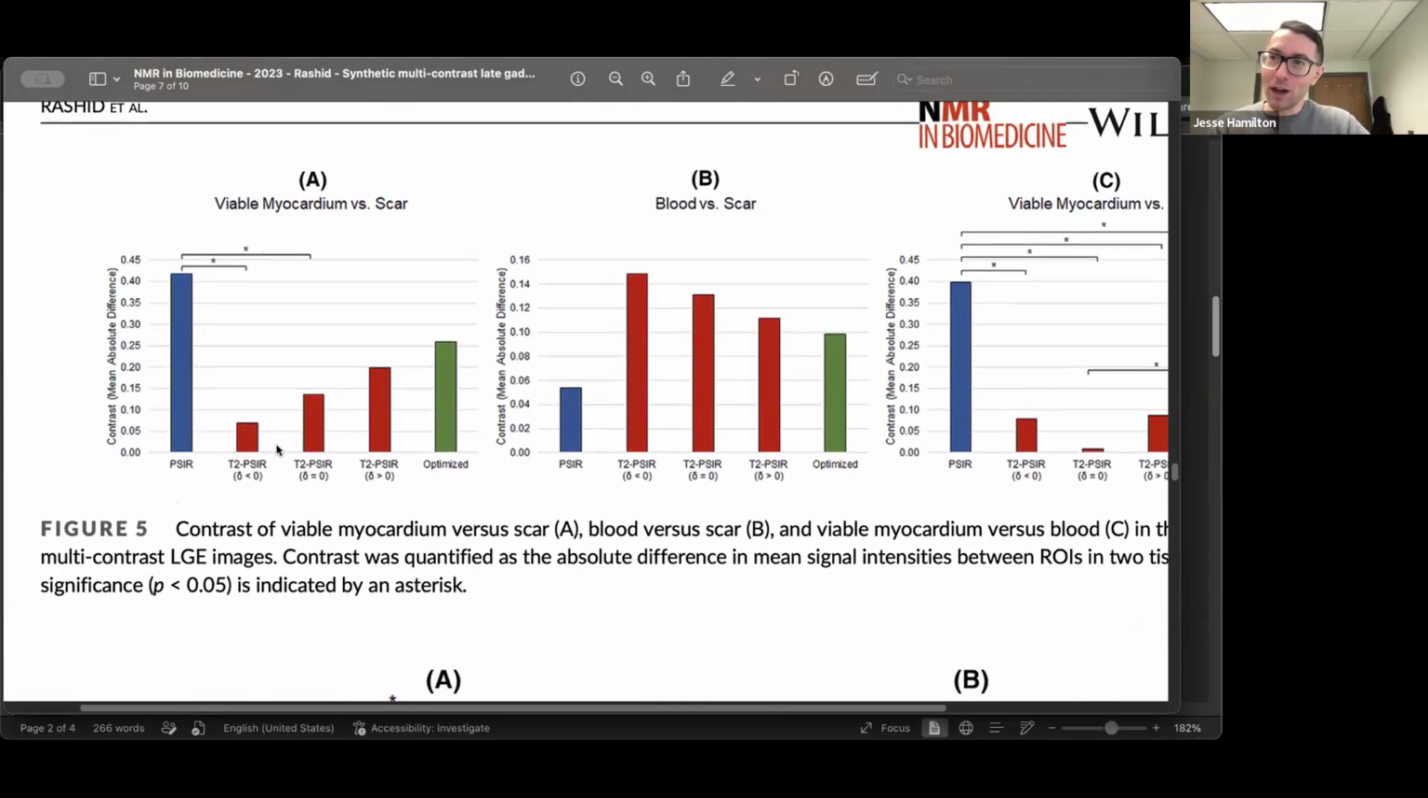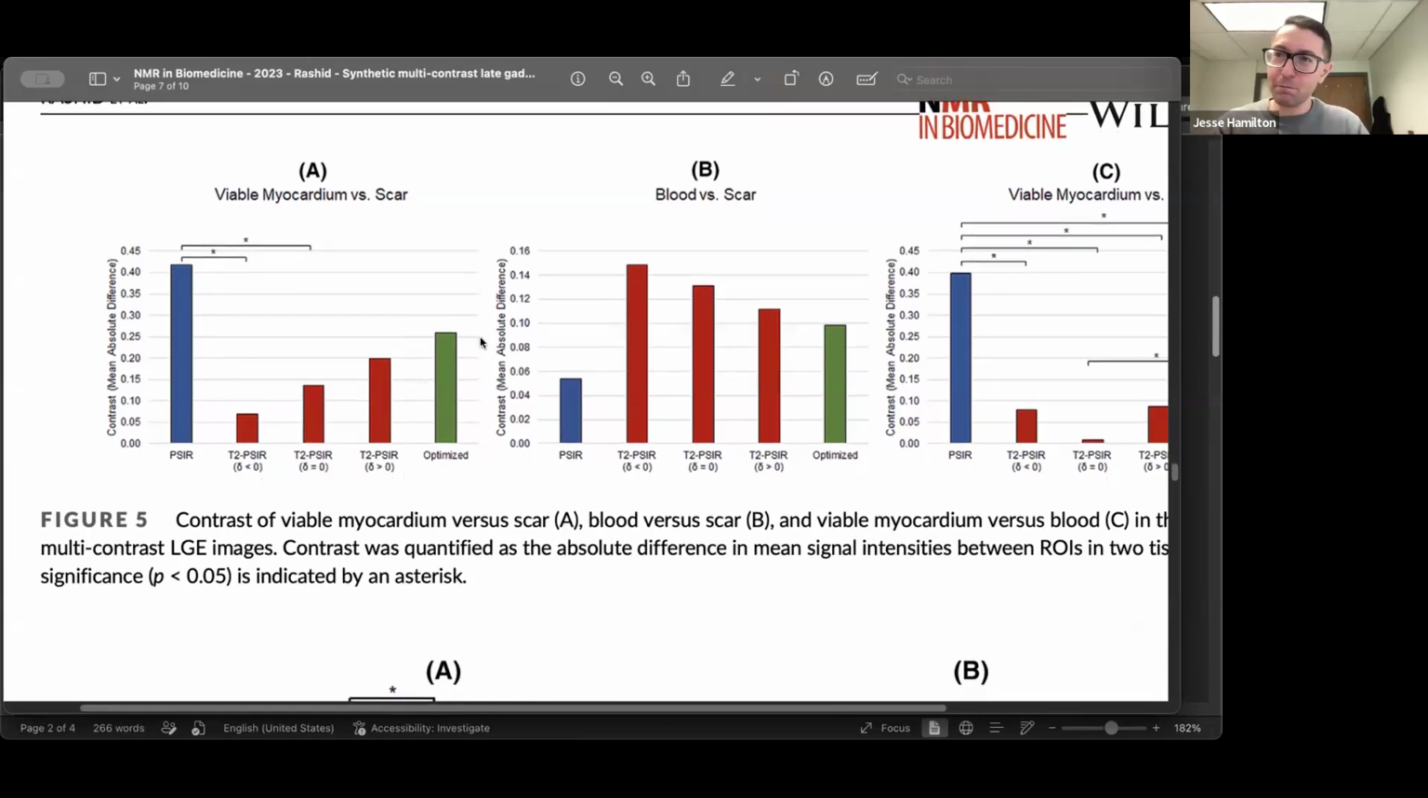In contrast, in red, the dark blood images have kind of the opposite problem, where we have lower contrast. That's the trade-off between viable myocardium and scar. And the takeaway with this figure is that if you look at the optimized contrast images in green, that achieves the best balance between the advantages of PSIR and the T2 prepared PSIR.